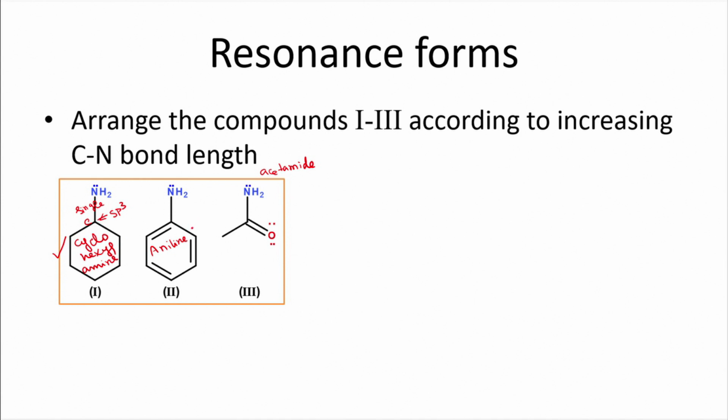Now, we have to find out between aniline and acetamide which is going to have the next longest bond length. Here if we compare, this is an sp2 hybridized carbon atom, this again is an sp2 hybridized carbon atom, and this again is an sp2 hybridized carbon atom. We have 3 sp2 hybridized carbon atoms here, and when we come to acetamide, this carbon is an sp2 hybridized carbon, and we have oxygen which is also sp2 hybridized. So, that means this is the only sp3 hybridized carbon atom.